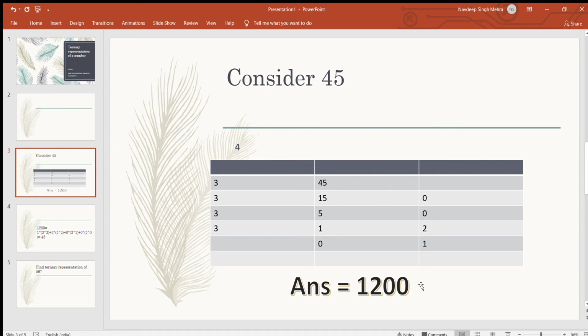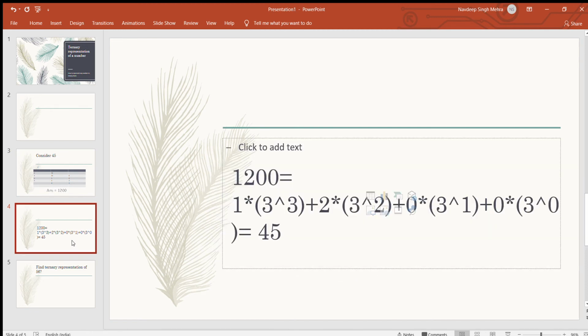You can also cross check your answer in this way. So 1200. Here 1 corresponds to 3 cube, 2 corresponds to 3 square, the next 0 corresponds to 3 raised to power 1, and the last 0 corresponds to 3 raised to power 0. So we can write this number as 1 into 3 cube, plus 2 into 3 square, plus 0 into 3 raised to power 1, plus 0 into 3 raised to power 0, which gives us 45, which is our required decimal representation. It means 1200 is the required ternary representation of the number 45.